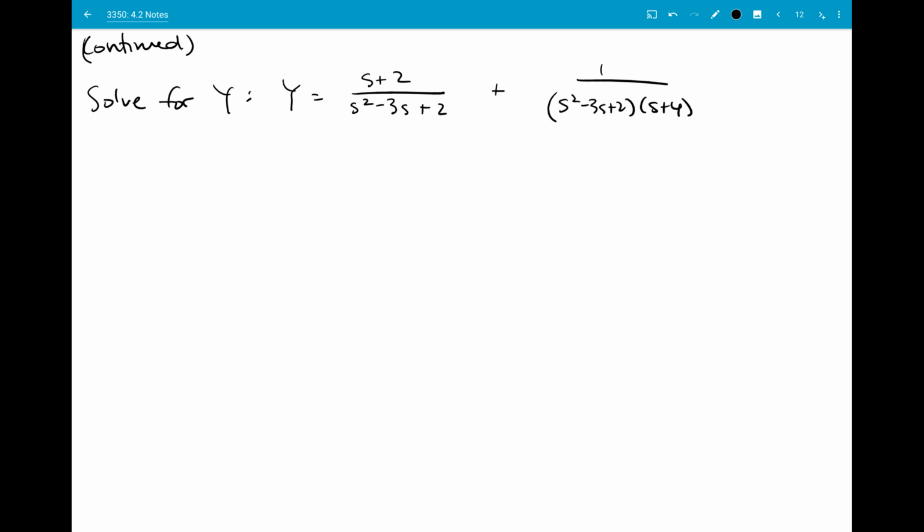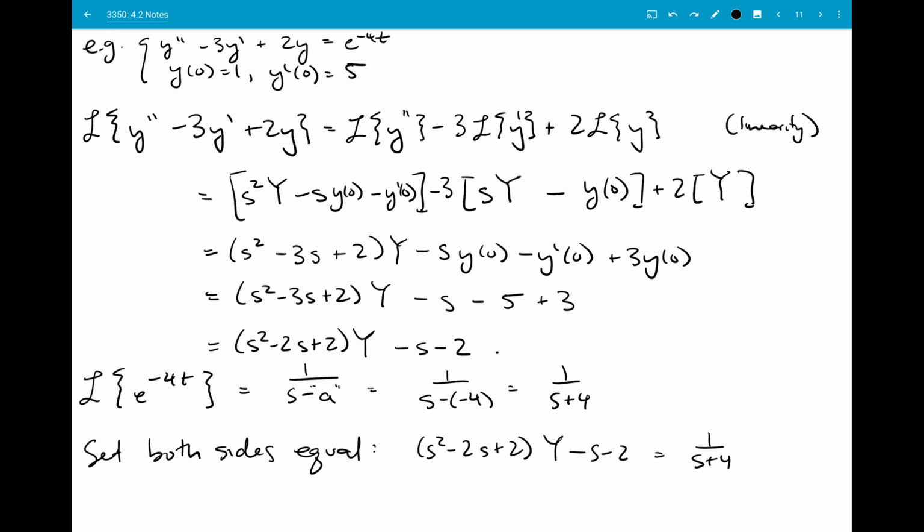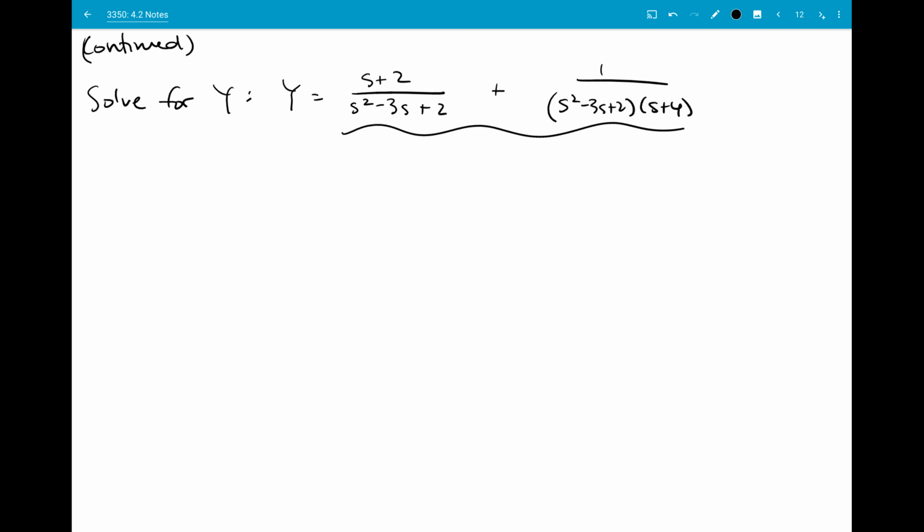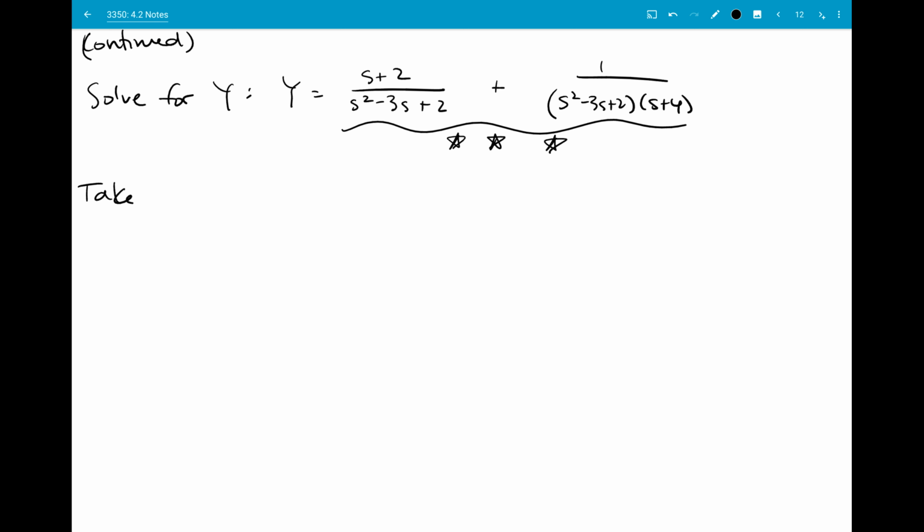Okay, so all I did was isolate my capital Y. Again, this is that thing that changes for every problem. It's whatever big Y is equal to. And then I'm going to go ahead and write in right here the partial fraction decomposition that turns this into something that we can take the inverse Laplace transform of.